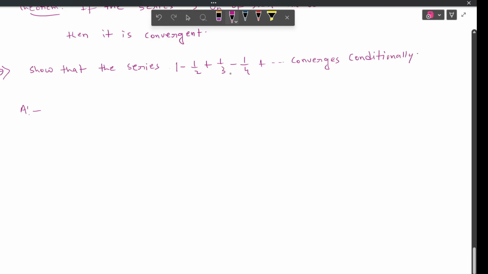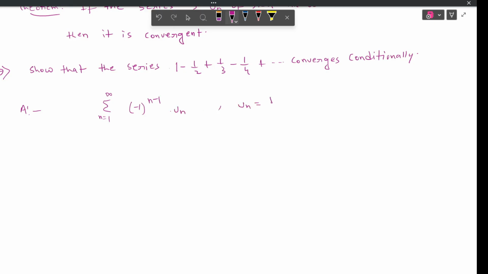So we can see that it's an alternating series, and this can be written as summation n equals 1 to infinity, minus 1 to the power n minus 1, u of n, where u of n is 1 by n. And we know that this 1 by n is monotonic decreasing, because 1 by 1, 1 by 2, 1 by 3, so it will decrease. So we can say that the sequence 1 by n is monotonic decreasing.